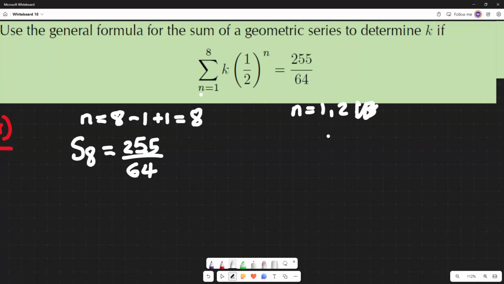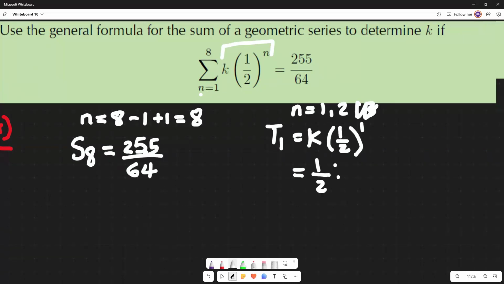Actually, let's just do the first 2. It's easier. So I'm going to say T1 is the same. Remember, this part here is your Tn. It's the same as k to the power half and then 1. You can see that this is basically half k, which I prefer to write this way as k over 2.